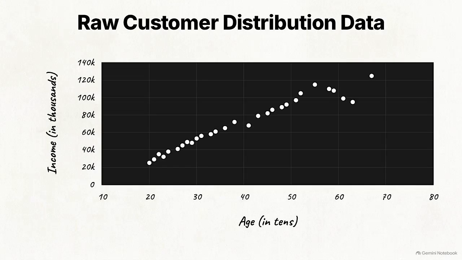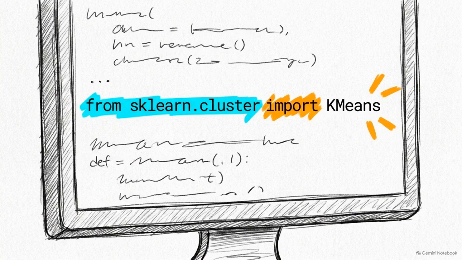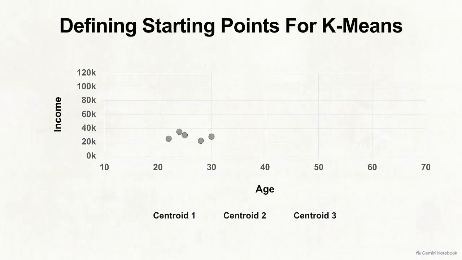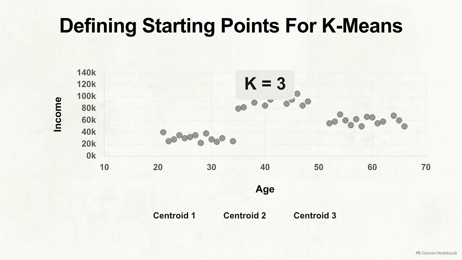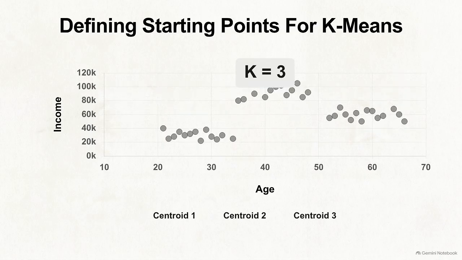This scatter plot shows a raw customer dataset where we are tracking age against income. Looking at this distribution, we want to segment these customers into distinct groups to better understand their behavior. To find these segments, practitioners typically start with k-means clustering. It is the industry standard for identifying groupings in unlabeled data. The process begins by defining k, the number of clusters we want to create. The algorithm drops k random starting points, or centroids, into the data space to begin its search.